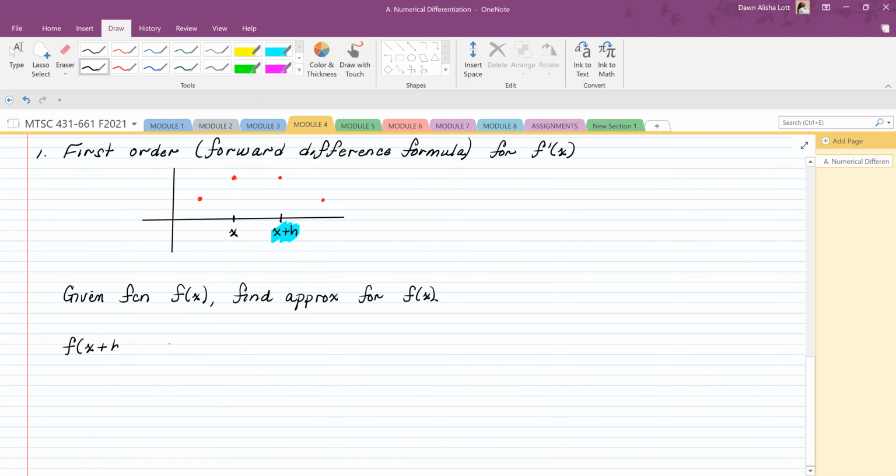And now I get f prime of x is approximately minus f at x plus 2h plus 4 times f at x plus h minus 3 times f at x, all of that divided by 2h, plus something of order h squared. So this is why this is the second order forward difference formula. Notice it is second order, so the error in the approximation is going to go down by h squared.